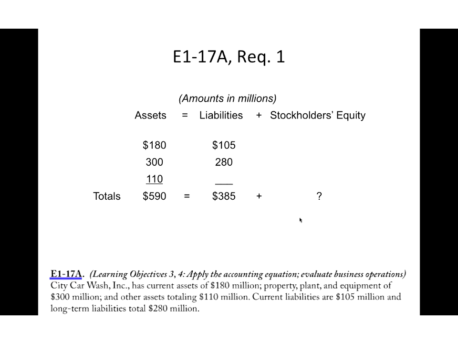Stockholders' equity. We've done this a couple times. We have assets, we have liabilities. If I take my assets and subtract my liabilities, I will get stockholders' equity of 205. So my accounting equation is actually 590 equals 385 plus 205. That's how I get to my accounting equation. So that is the first requirement.